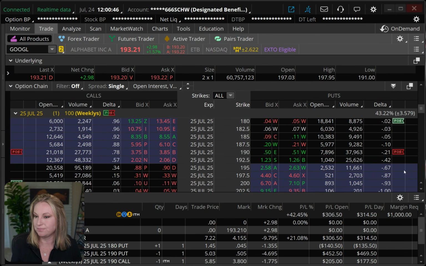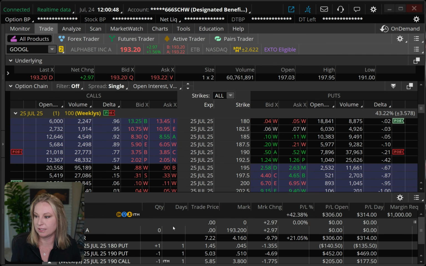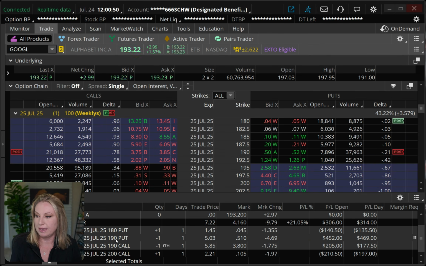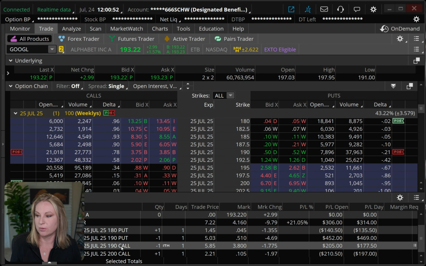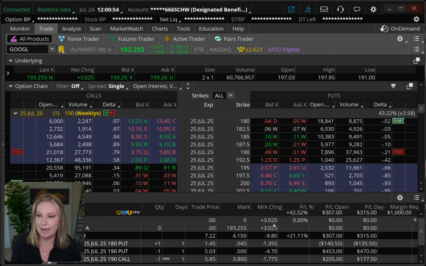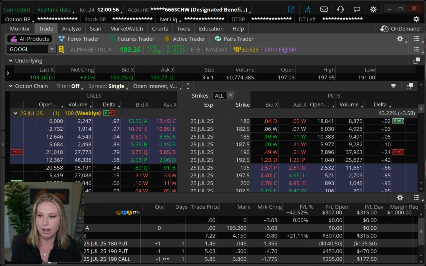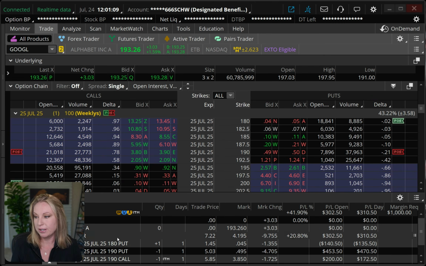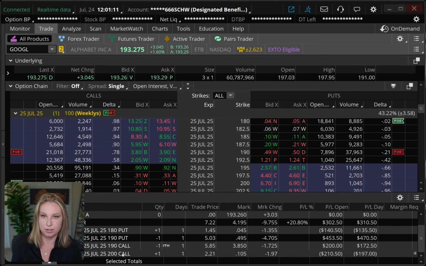I went ahead and sold the 190 put, and then I also sold the 190 call. Doing that, because the implied volatility was so high, I got a credit of $7.22, which is really good for a $10 wide spread. Of course, I bought additional legs for protection. I bought the 180 put, and then I also bought the $200 call.